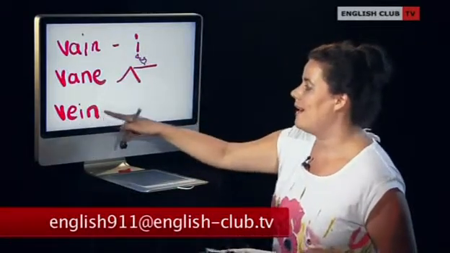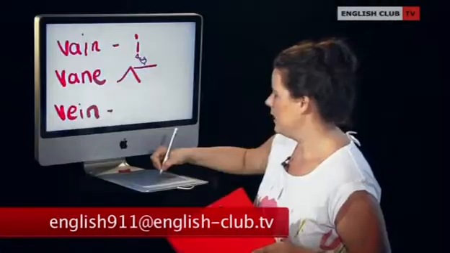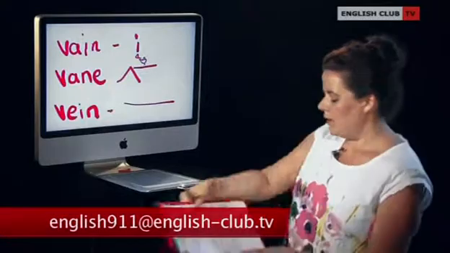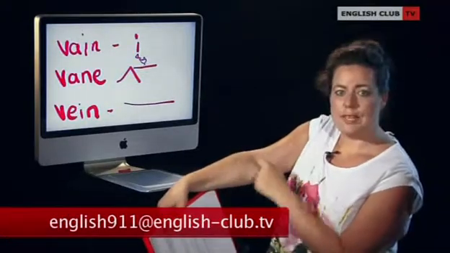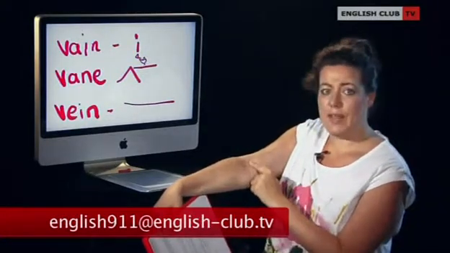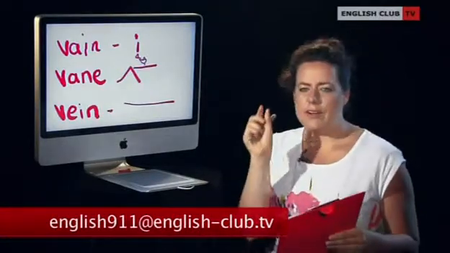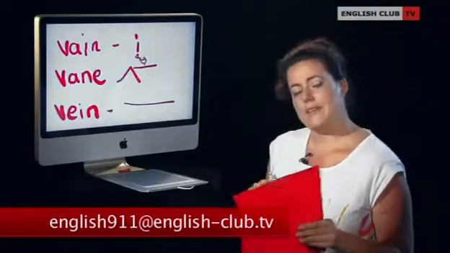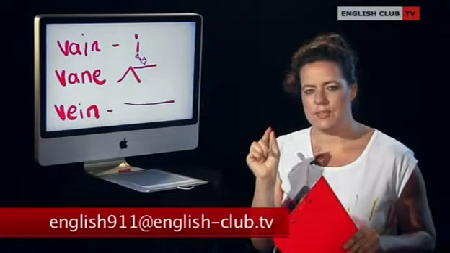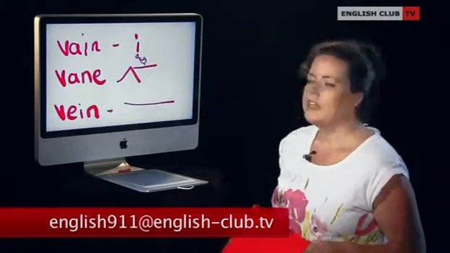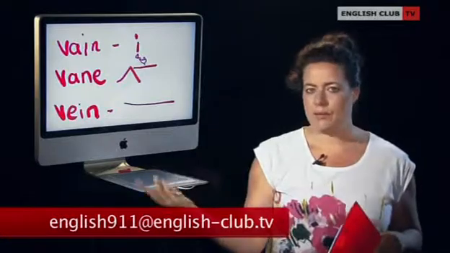Now, V-E-I-N, this is a very narrow thread of something. For example, right here, I don't know if you can see it, but here is a vein of blood. Okay, a blood vein. Or a very narrow road going through a town can be called a vein. Or if someone keeps talking on the same subject for a while, we say, he continued in that vein for a while.